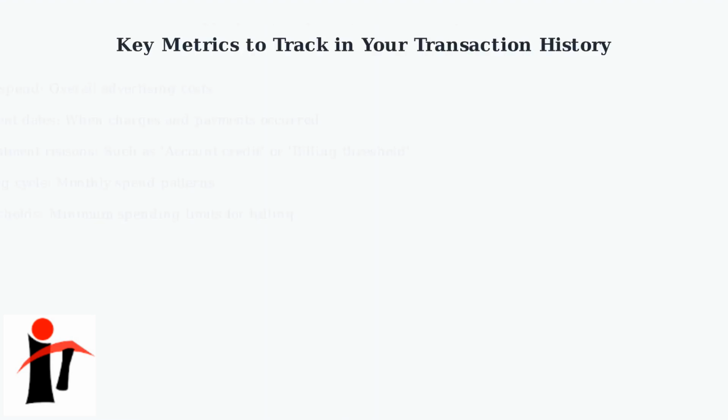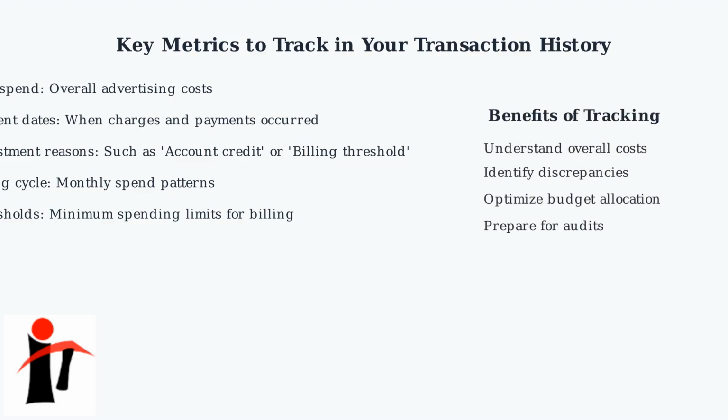When reviewing your transaction history, pay attention to key metrics such as total spend, payment dates, and reasons for adjustments like account credit or billing threshold. Tracking these metrics will help you understand your overall advertising costs and identify any potential issues or discrepancies.